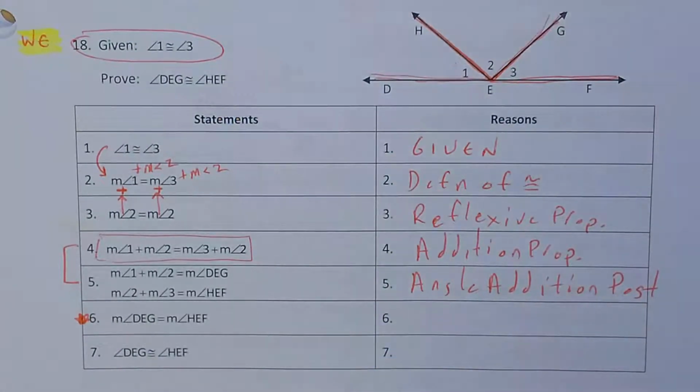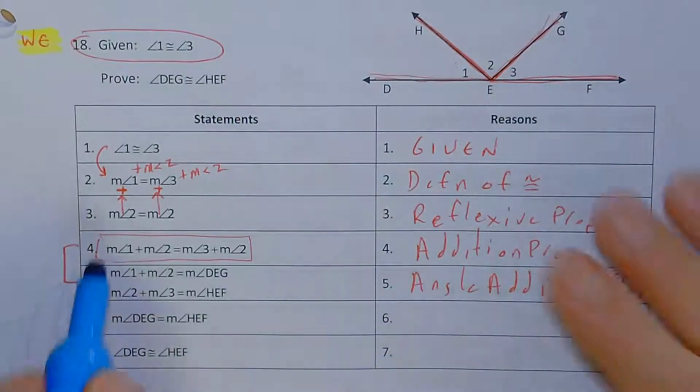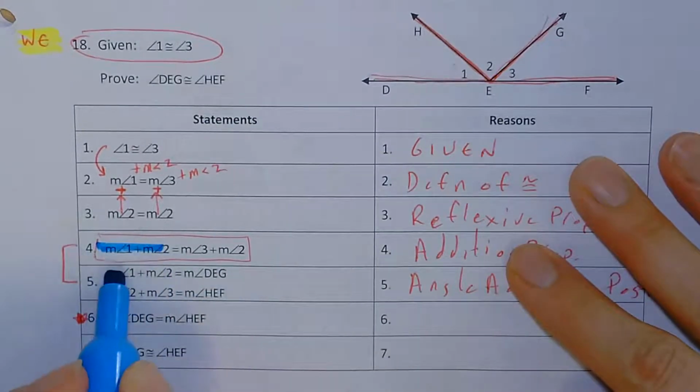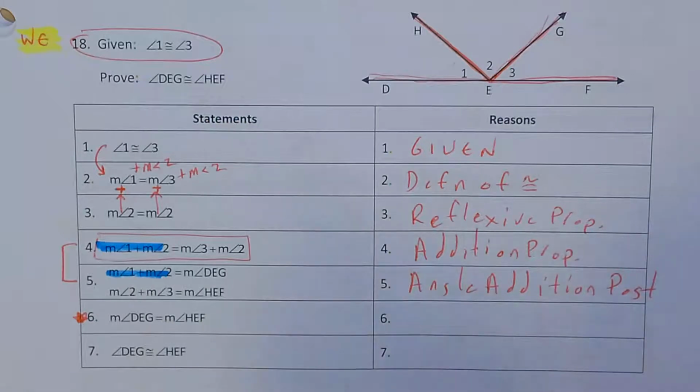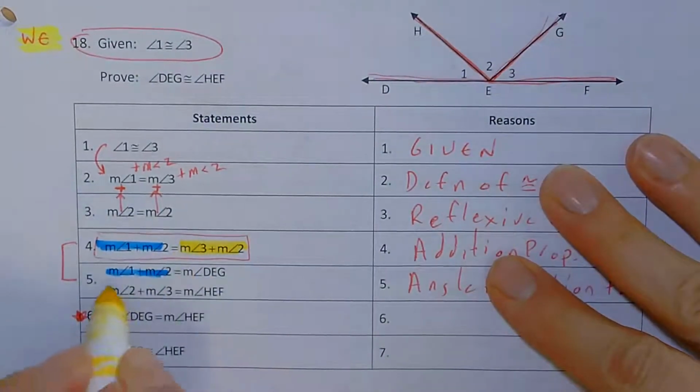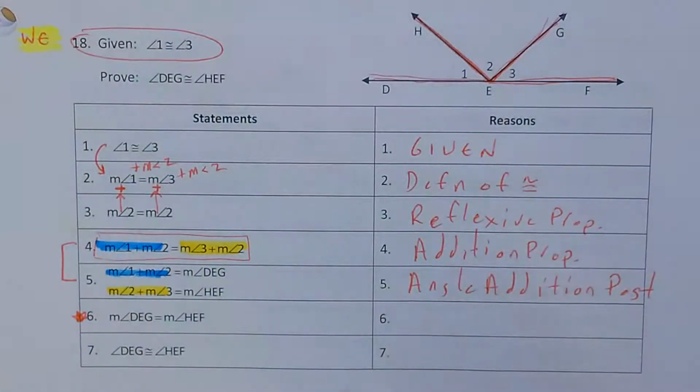Okay, so let's look at what might match. Do you guys see this 1 plus 2 and do you see this 1 plus 2? Those match, right? And then do you see this 3 plus 2 and this 3 plus 2, even though it's in a different order, it's still 3 plus 2? Those match. So watch what I'm going to do.